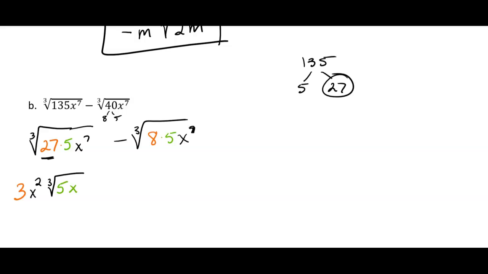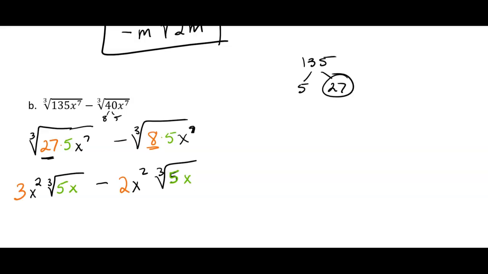All right, minus, and now I'm going to do the cube root of 8, which is 2. I'm going to have the same number of x's coming out, so since it's a cube root, x squared. And then what do I have left? Cube root, I'm going to have 5, and then a leftover x.